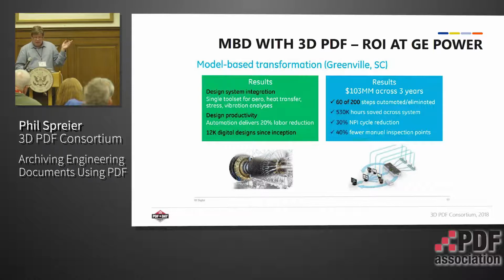So they found that they had significant results from this. And you'll see here they saved $103 million across 3 years. That's significant for any company, right? And that's the process for moving from 2D to 3D for your manufacturing. And we feel that if you're moving from 2D to 3D, and everybody is, because it's not a flat world anymore, when you move from 2D to 3D, the best way to move your data around or information is in a 3D PDF file.